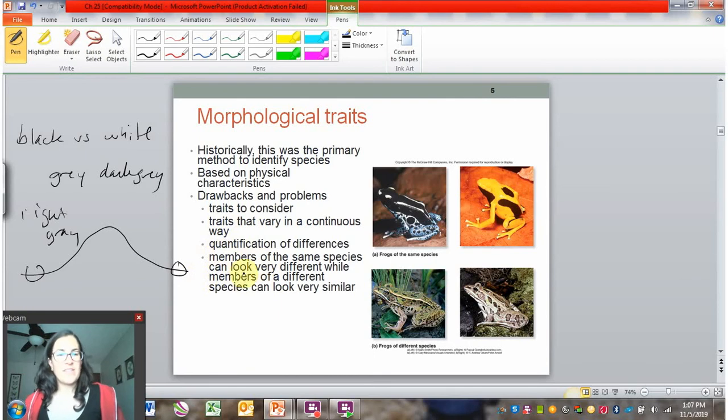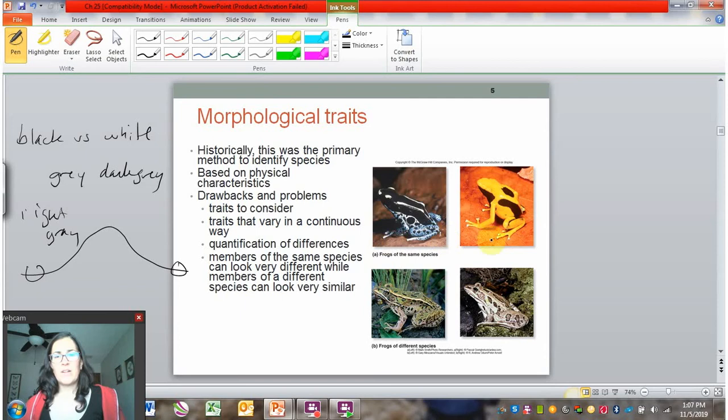How do you quantify differences? How similar does the color have to be, right? Is it 100% the same? Is it 90% the same? Is it 85% the same? That's very subjective. That can be hard to put into hard numbers that everyone can use the same system for. And then the other difference that you can get is that depending on the species, you can have a lot of variation within that species, and that's what this is an example of.